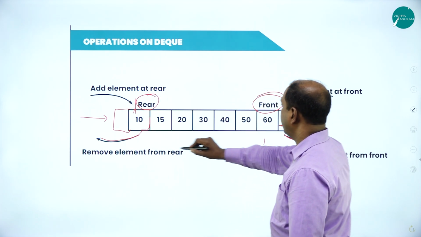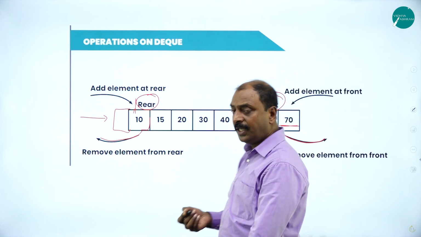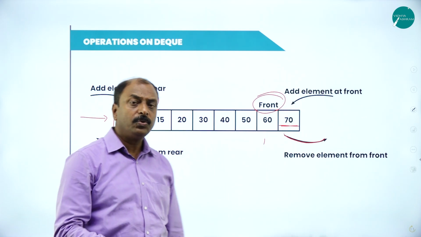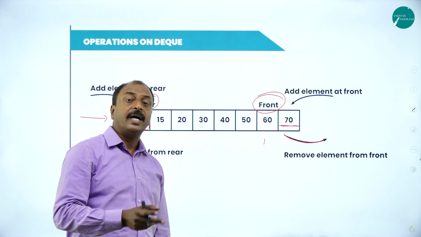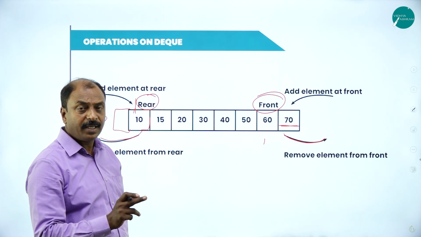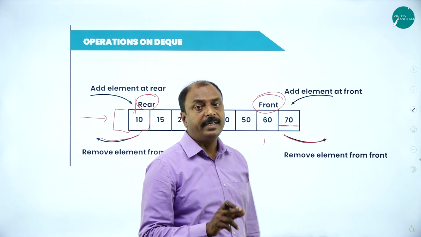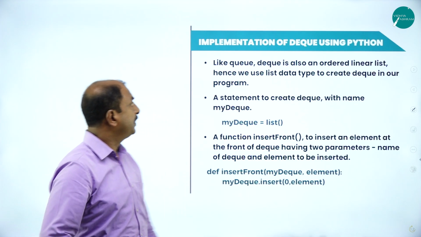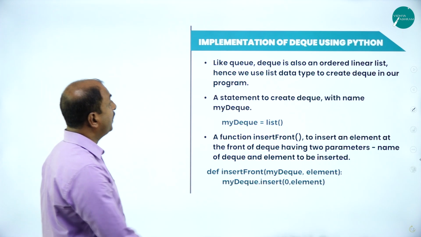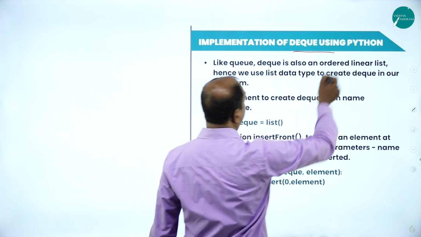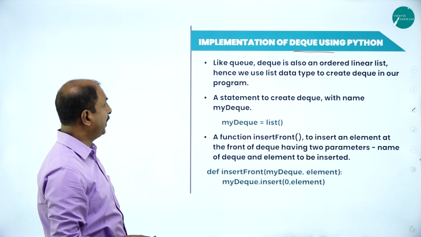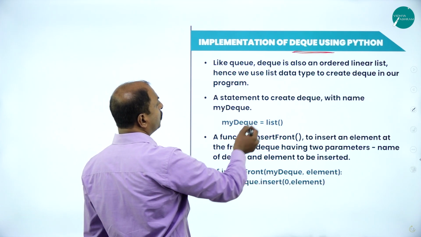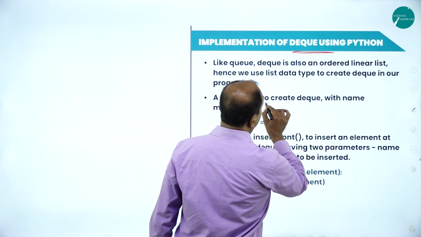So this is an example of DQ operations, with enqueue and dequeue operations at both ends: insert rear, insert front, delete rear, and delete front. In the next slide, we will see the implementation of DQ in Python programming. So first, I want to create a DQ.